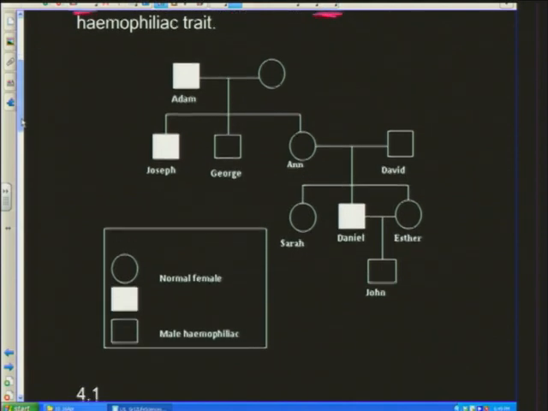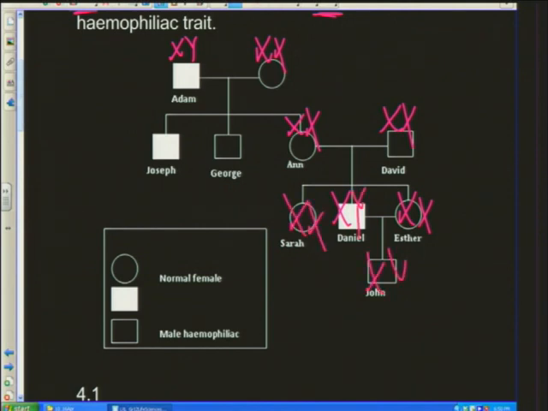Now, if you're working out a pedigree diagram when they're talking about sex linkage, the first thing you do is this. They're giving you a code here: males are the squares and females are the circles. For all the males, you will write X, Y. For all the females, you're going to write X, X. And so you're going to go on. That's the first thing you must do.